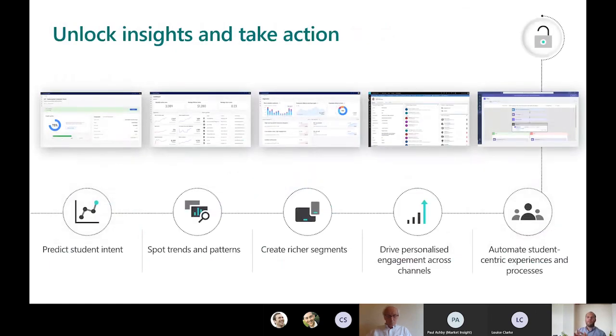So we are able to predict student intent, for example. So what are we thinking they are next going to do? How do we look at what their behavior has been over a period of time to predict how they are next going to react? How we can spot trends and patterns. So is it, for example, that your BME students, as an example, are less engaged than your non-BME students? And what could that tell you about how you're engaging with that demographic of student? You're able to create richer segments. So using all this behavioral, transactional, and demographic data, how do we segment students to truly personalize your communication?